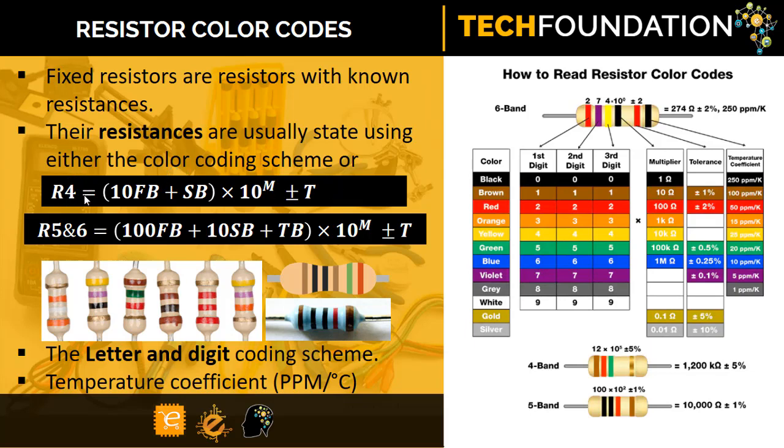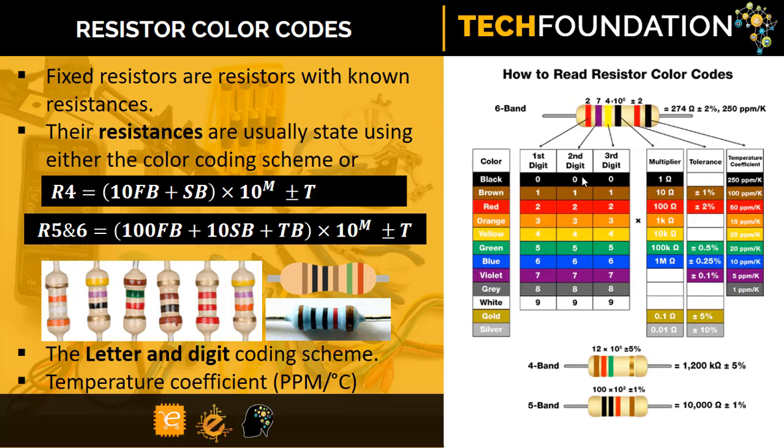So for R4, which stands for the resistance of a 4-band resistor, you multiply the first band, FB stands for first band, by 10, and SB stands for the second band. When you add these, you multiply the result by 10 raised to the power m, where m is the value of the multiplier band. Then afterwards you append to it the tolerance value. So let's give it a try.